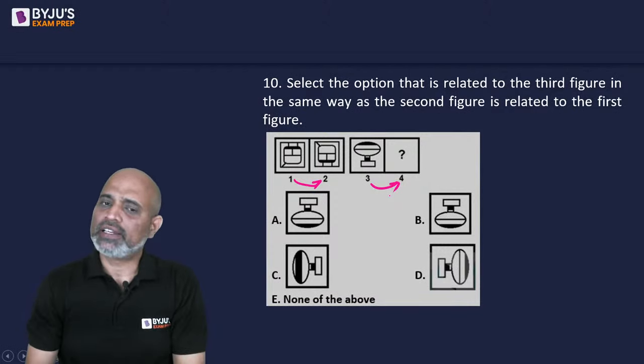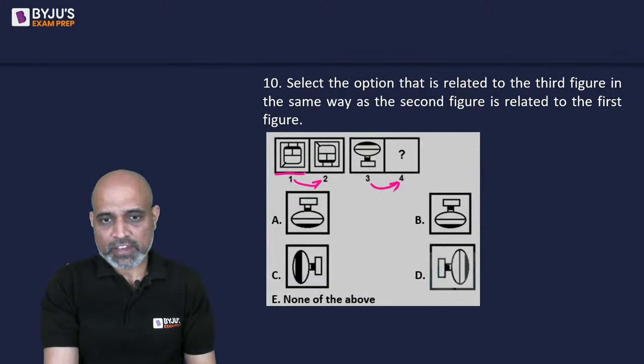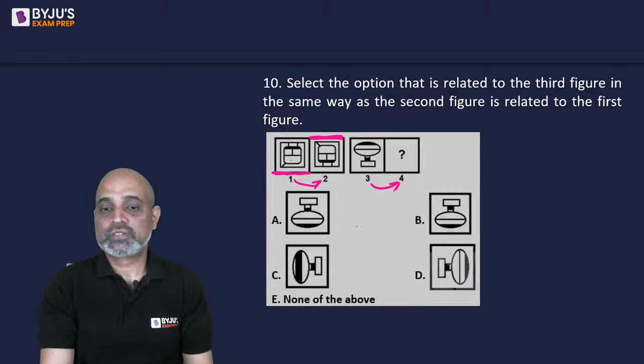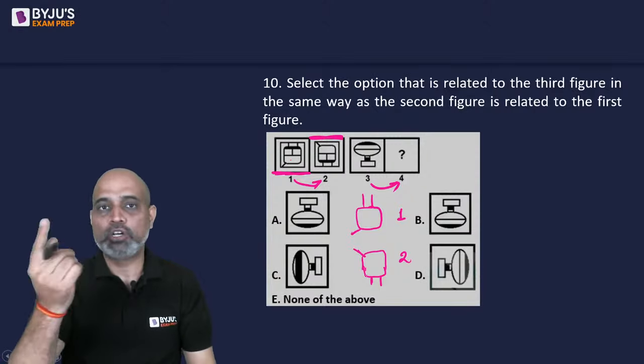So how are they related? They are mirror images, right? As in, if I join these two figures, they will become mirror images of each other. If I draw figure 1, its basic structure is like this, okay? And if I draw figure 2, the basic structure is something like this. So they are mirror images, but not side by side, but bottom and top.